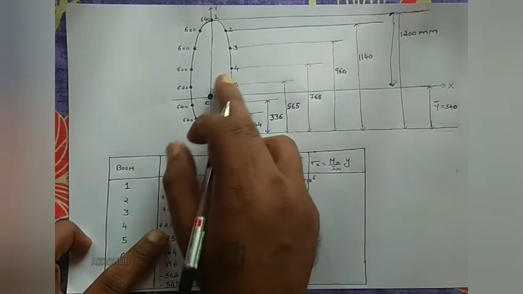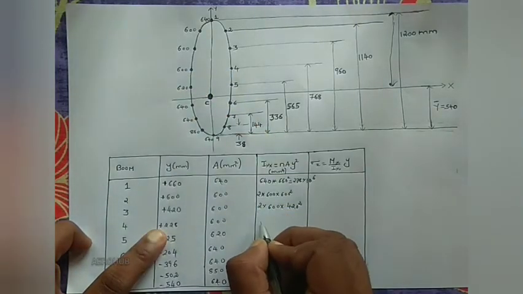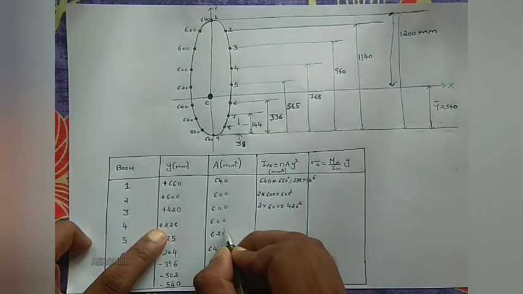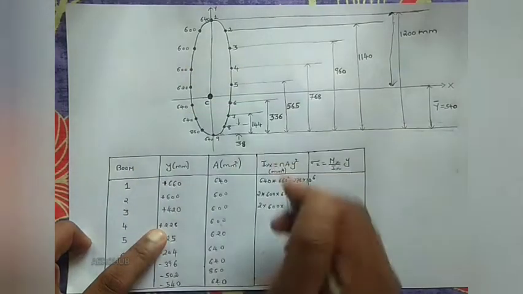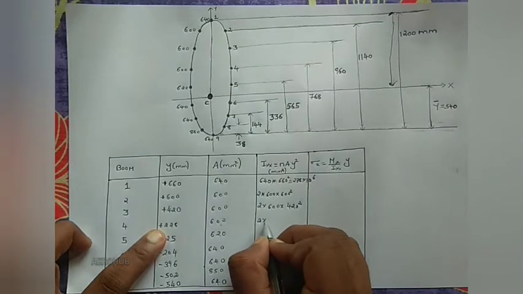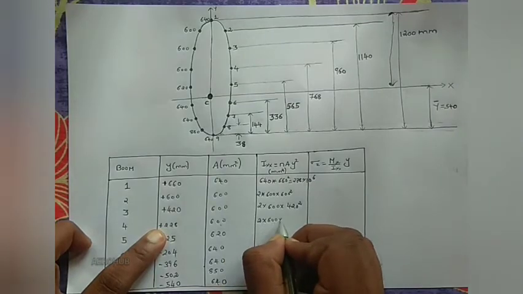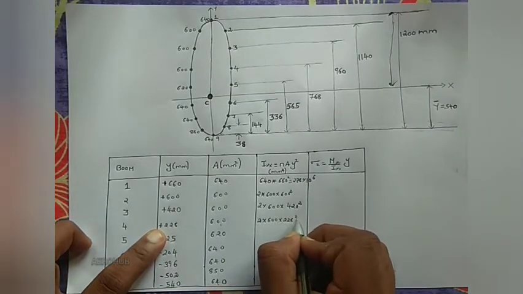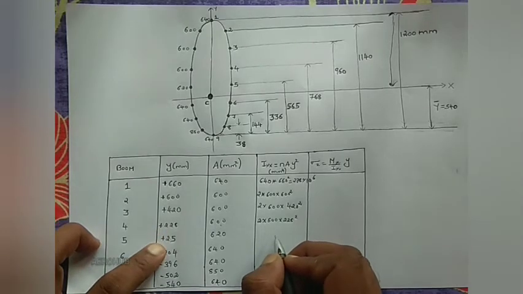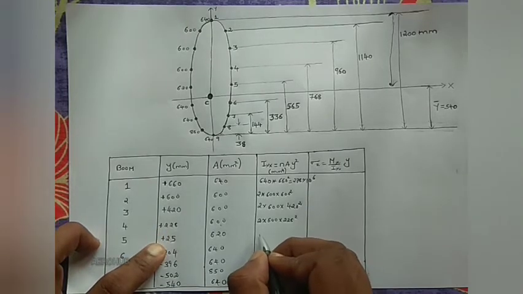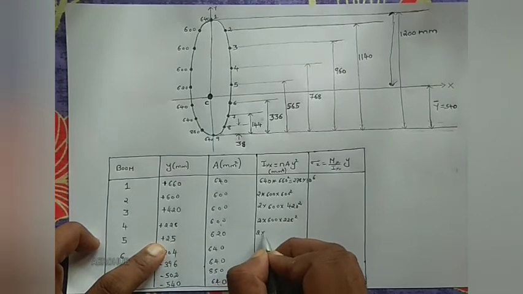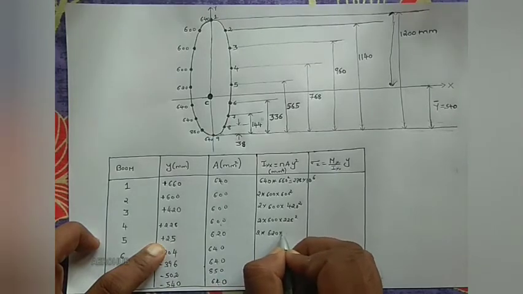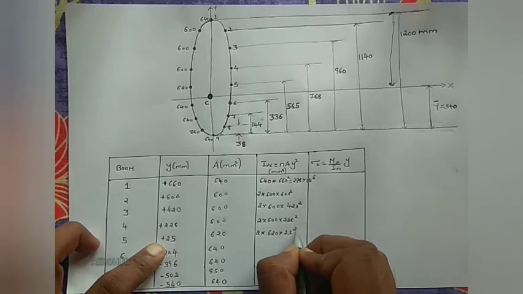Fourth boom area, the value of y is 228, the area is 600. We have 2 boom areas, so it will be 2 into 600 into 228 square. And fifth one, this will be 2 boom areas. 2 into the value of boom area is 620. The distance is 25 square.